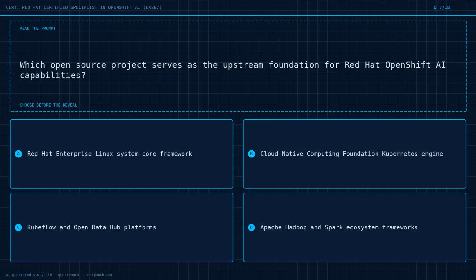Option C. Kubeflow and Open Data Hub platforms. Option D. Apache Hadoop and Spark ecosystem frameworks. Decide on the strongest option before the reveal. The correct answer is option C. Kubeflow and Open Data Hub platforms.